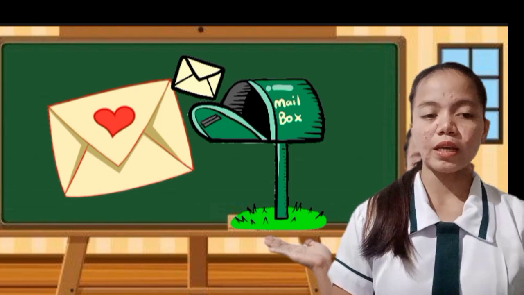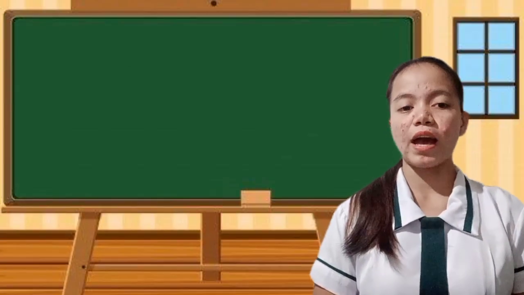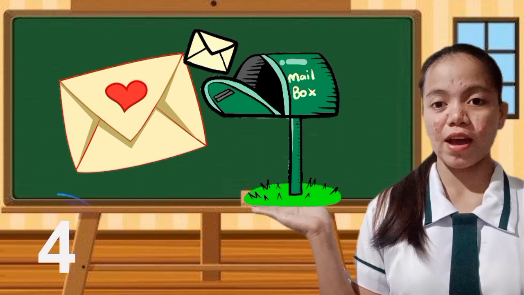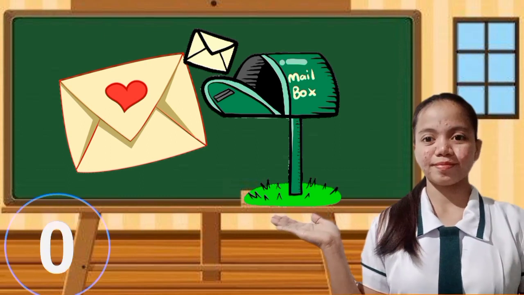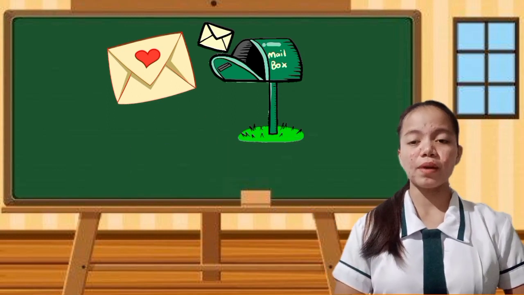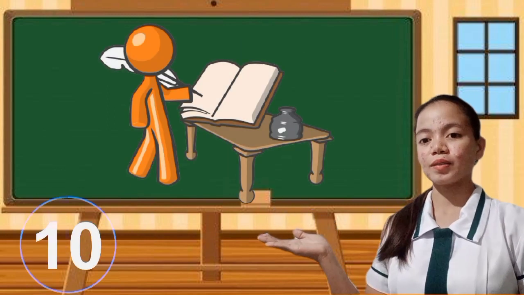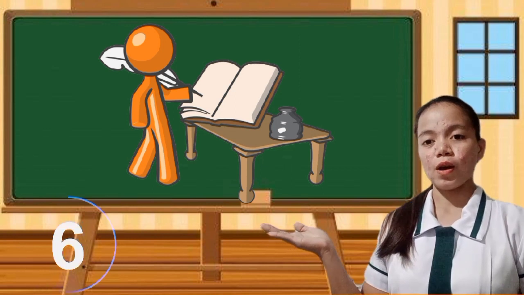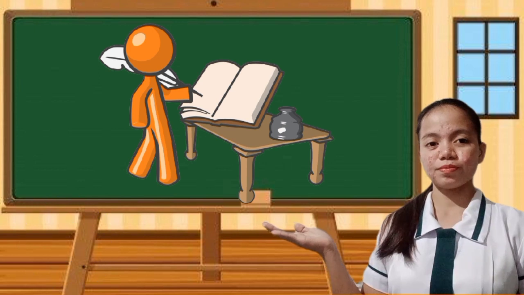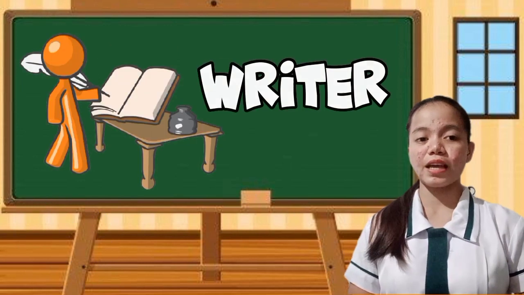Let's start with this activity. For the first item, we have this image. What do you think this image signifies? Correct, it is a letter. For the second item, let us have this image. What do you think is the image being shown? Very good, it is a writer.